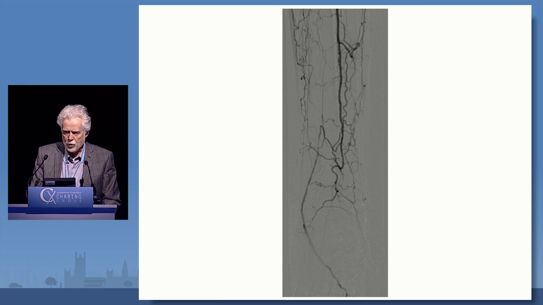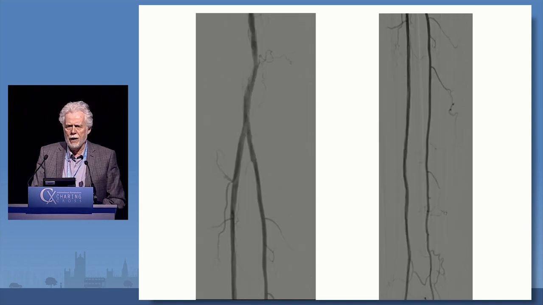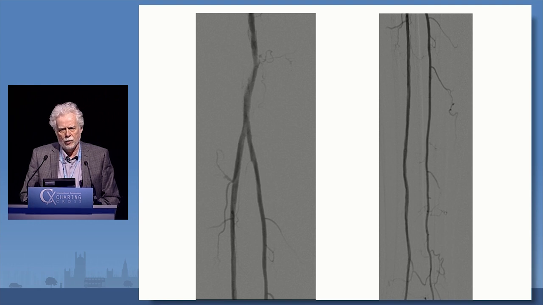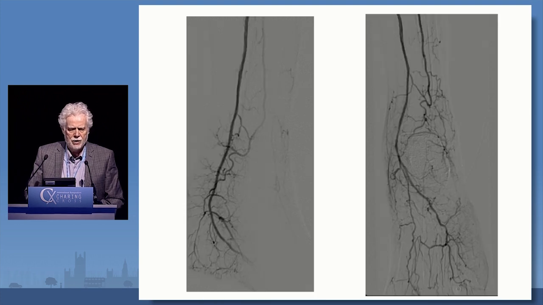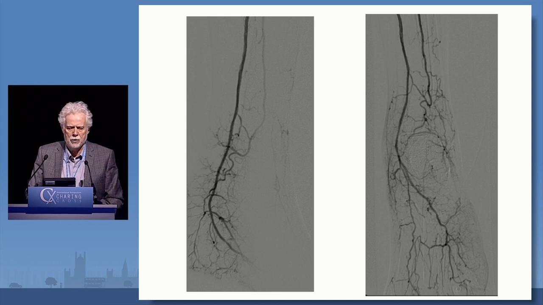This is the sort of patient we see, and we then have to have a discussion. What are the treatment options? Well, none, to advise direct amputation, PTA of the SFA and popliteal and see what's going to happen, recanalize the peroneal artery, or recanalize as many arteries as possible. So we started off doing this patient, and we were very lucky. We were able to reopen both the peroneal and the posterior tibial artery in a subintimal way. As you can see, very good result. You see it's coming down, the blood is very good, a good angiographical result. We were all very pleased with the result. You see the good filling of the vessels now into the foot.